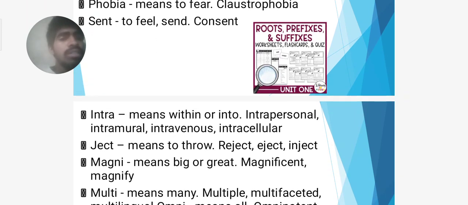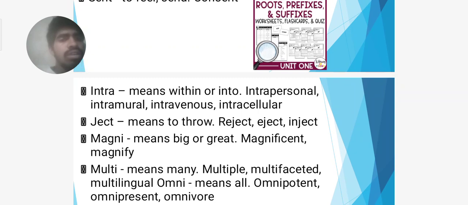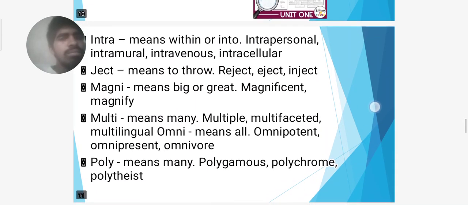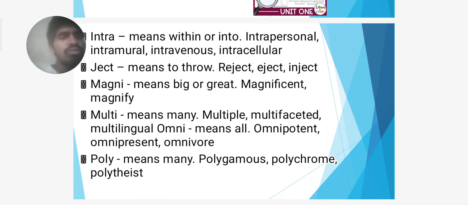Intra means within or into: intrapersonal, intramural, intravenous, intracellular. So from the root word intra alone we can create all these meanings. Ject means to throw: reject, eject, inject. Magni means big or great: magnificent, magnify, magnification. Like this we can create many meanings from one root word.